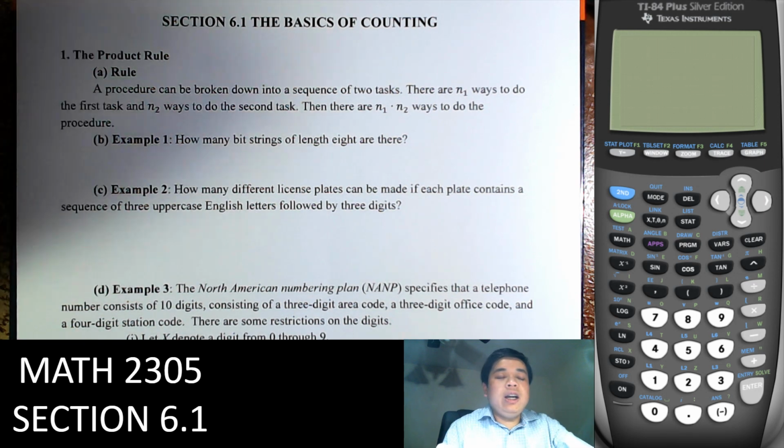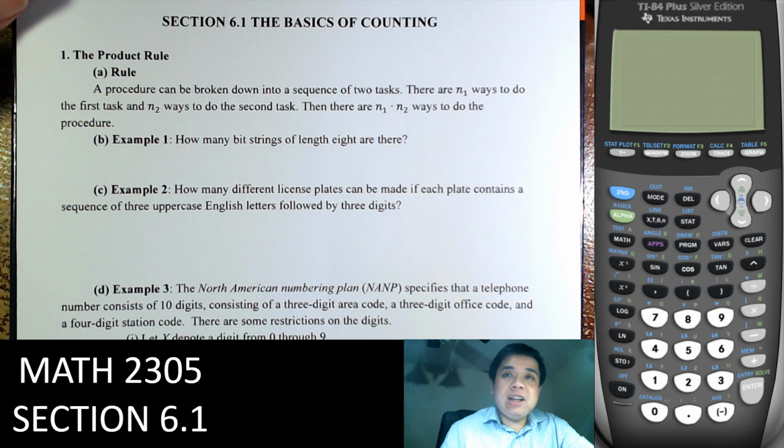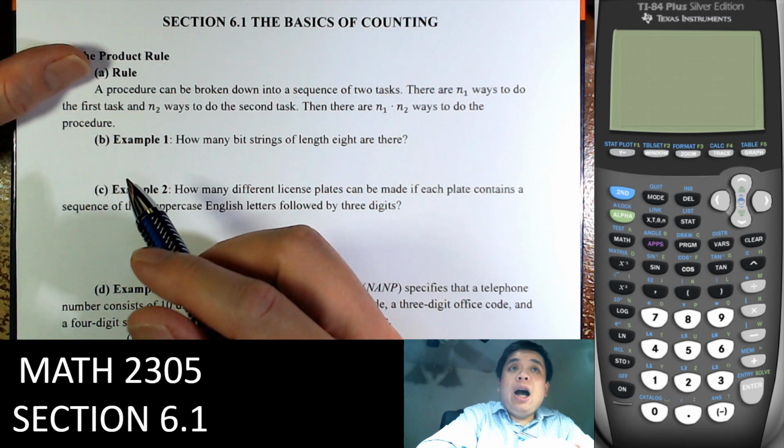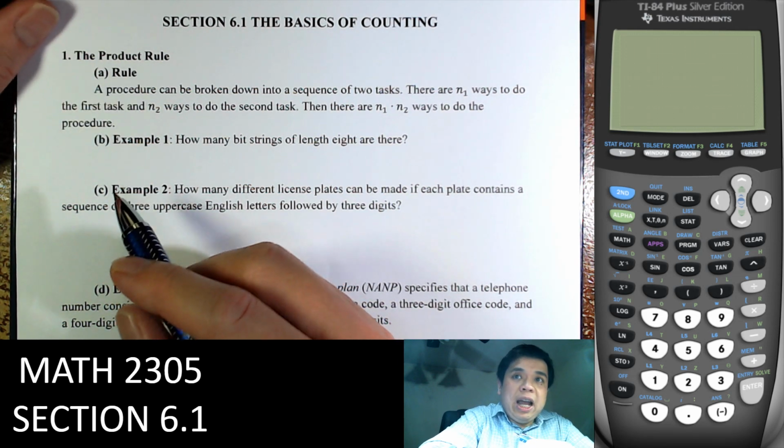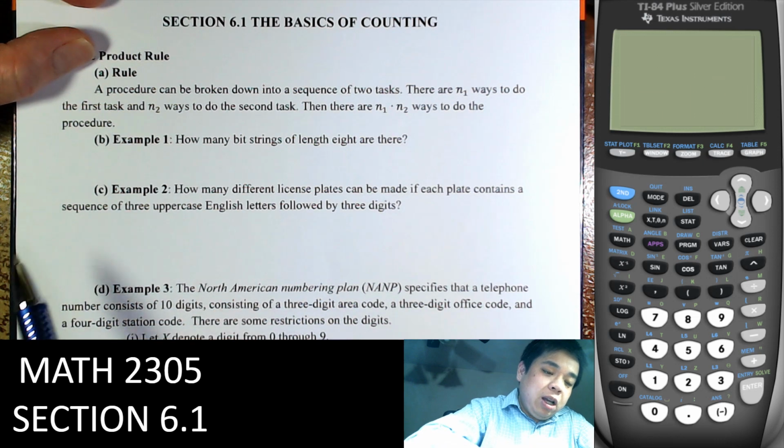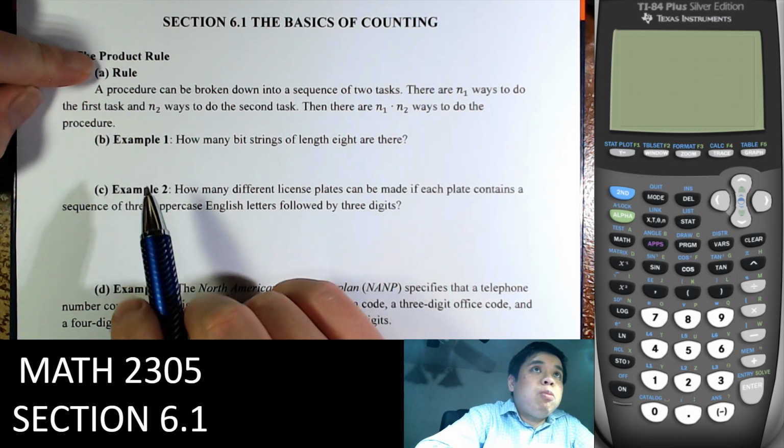Hi everybody, welcome to another video in this week's math section, 6.1, the basics of counting. In this section we study a different way we count: how many ways to do certain things. The first one is the product rule.